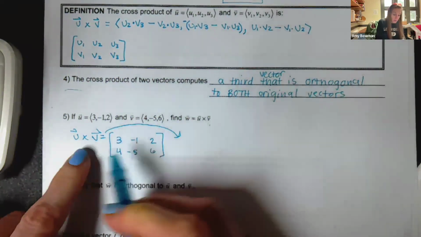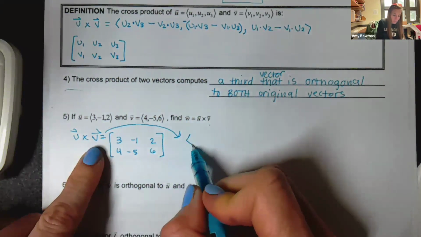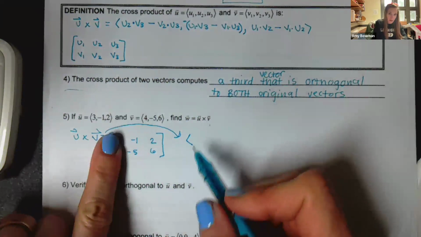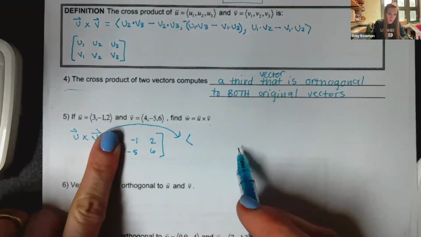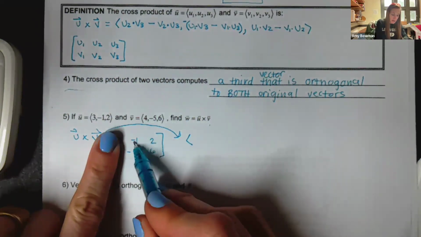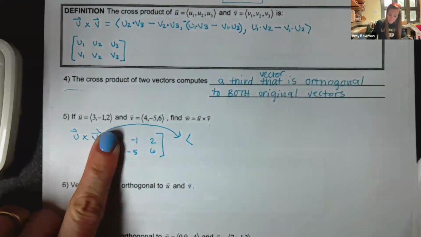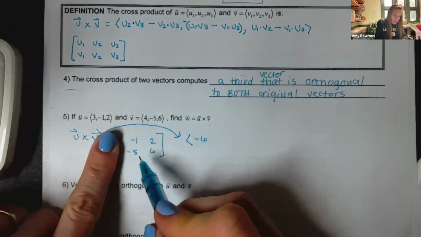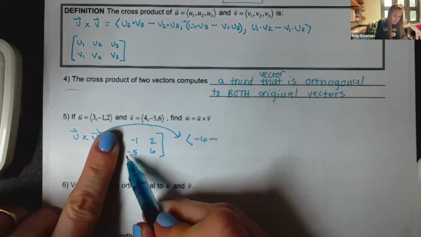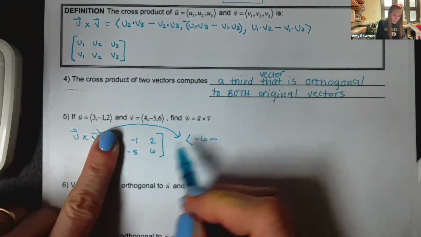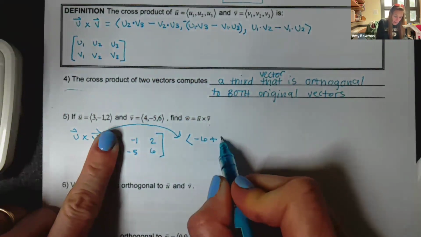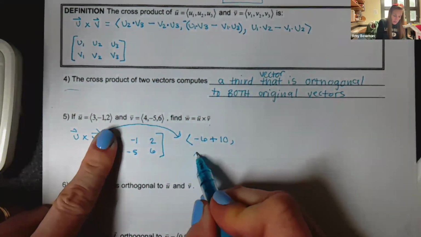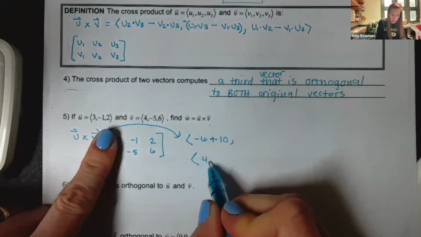To produce the result, our third vector, vector W, it's going to be covering up the first column to get our first component, and we're going to do the product -1 times 6, which is -6, minus the product of -5 times 2. So minus negative, so we're adding 10. That's our first component. So you can simplify as you go. So we've got 4. That's our first component.